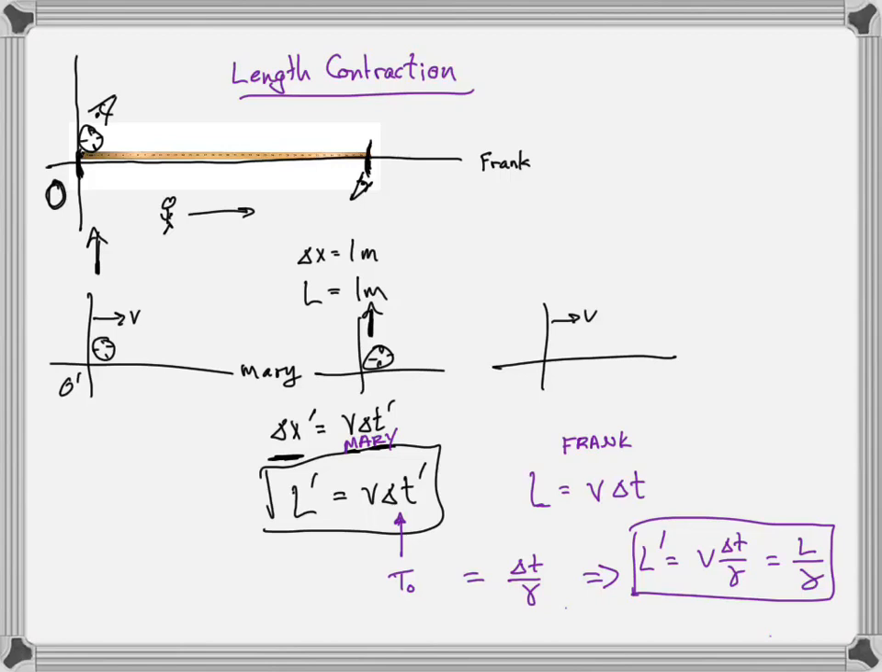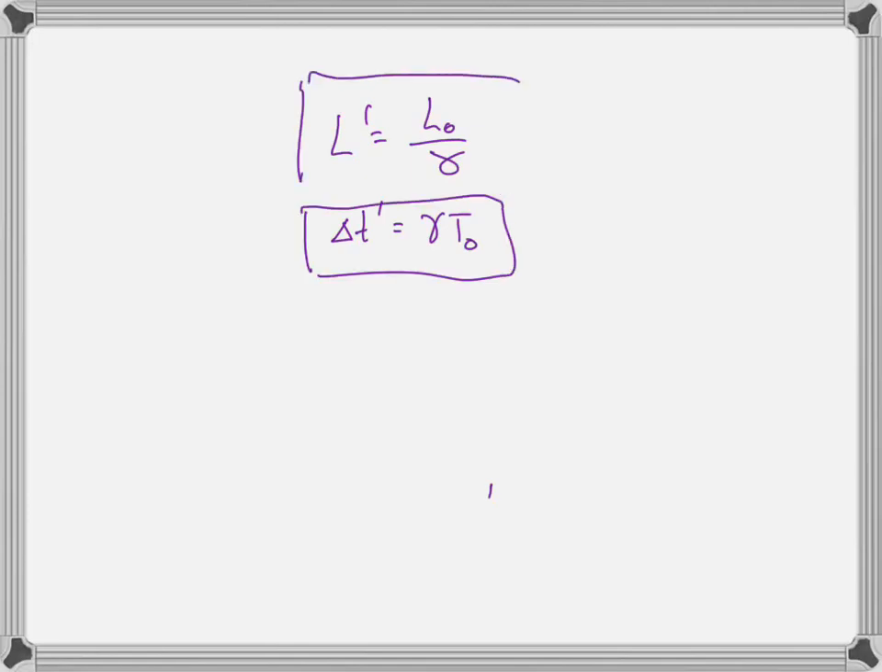So what you want to realize here is that Mary, who's moving relative to the meter stick, is measuring L prime. Frank, who is stationary relative to the meter stick, is measuring L. Mary measures something shorter than Frank because gamma is greater than 1. So we write this as L prime equals L0 over gamma, just like we write delta t prime is equal to gamma times t0. T0 is the shortest time, and L0 is the longest distance, right? Remember, L0 is the distance measured in the stationary frame relative to the object.